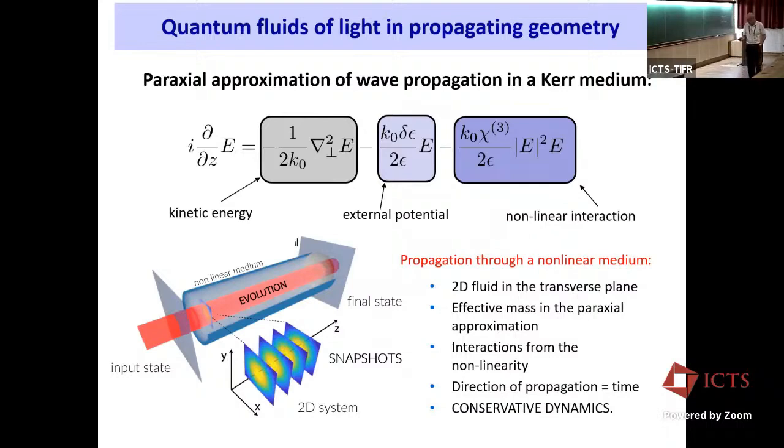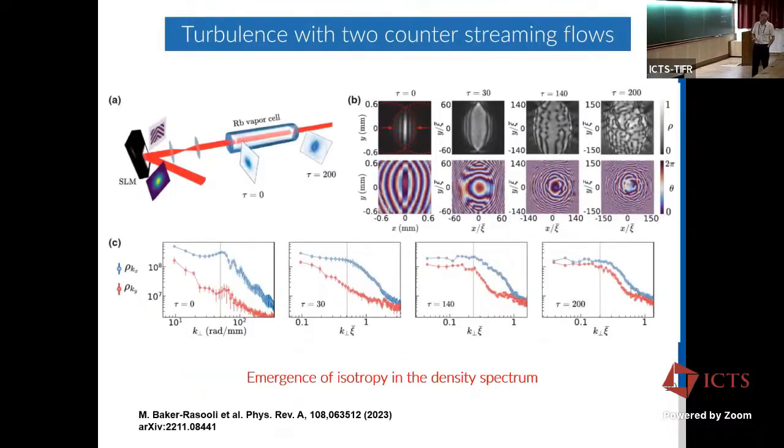What we have done in this setup is to study the turbulence that can be generated when we create two counter-propagating quantum fluids of light in the cell. This is quite straightforward to do. We have a laser beam which is sent on a spatial light modulator. We modulate it with the spatial light modulator and create two plane waves that impinge on the cell with a given angle. In the transverse plane, of course, this is equivalent to two counter-propagating quantum fluids of light that collide.